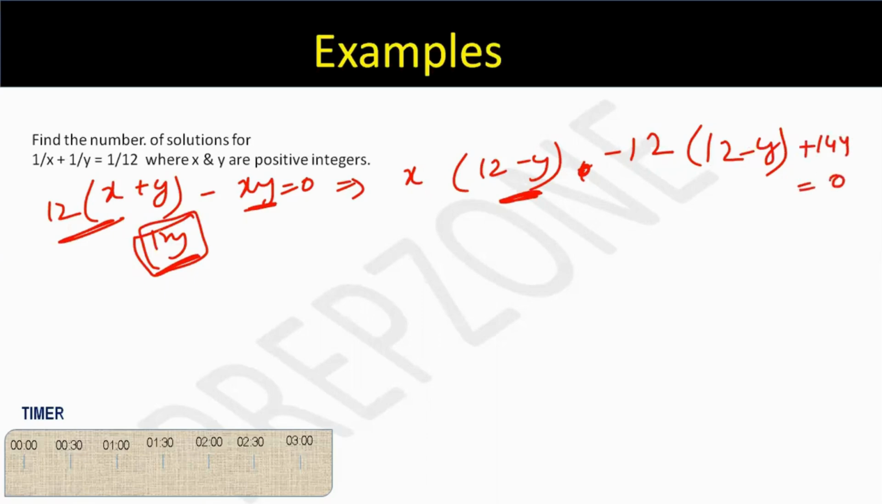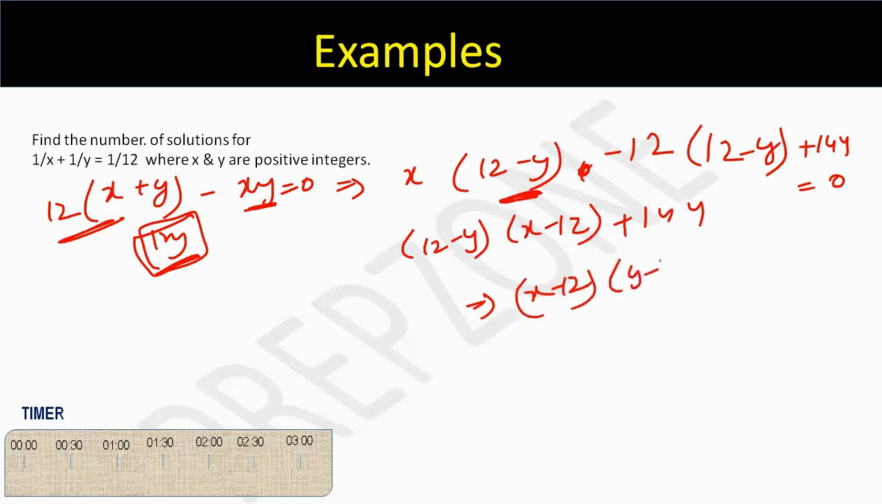If you simplify this, you will actually get the same equation. So now I can take 12 minus y common, and then x minus 12 plus 144 equals to 0. The 144 will go to the right hand side. So x minus 12 into y minus 12 should be equals to 144, which is nothing but 16 into 9, right?